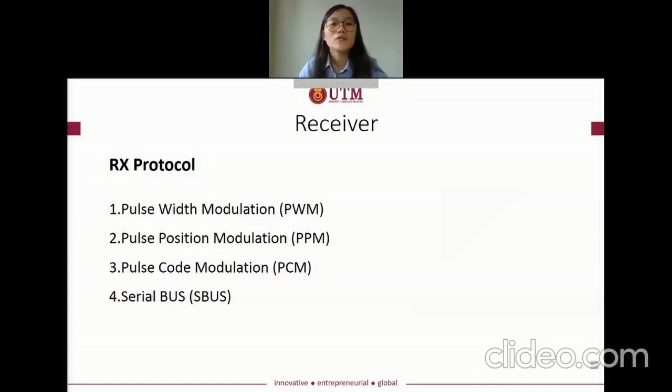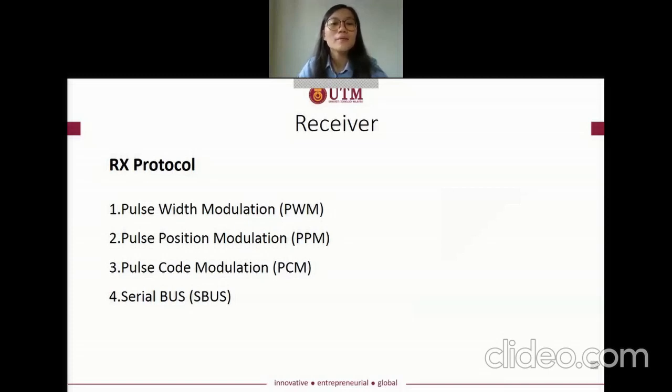Therefore, PPM was introduced, with only one signal wire used for multiple channels. In this case, the series of PWM signals are sent one after another on the same wire. As a result, the received signal may not be as accurate as serial communications. However, it is more popular and supported by many flight controllers.